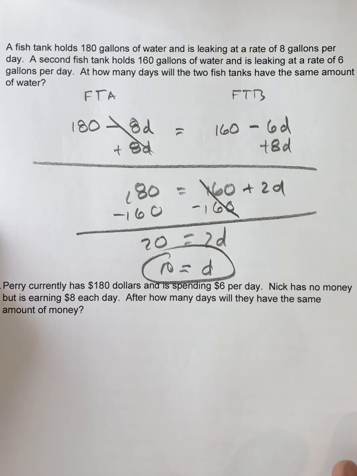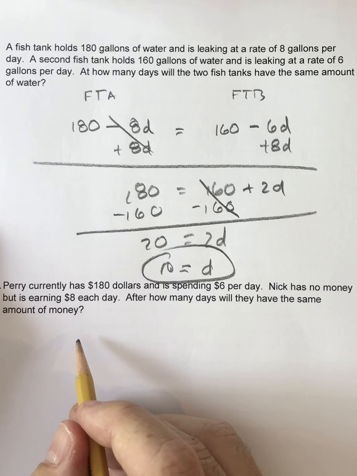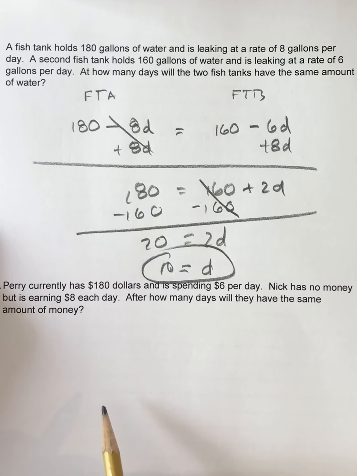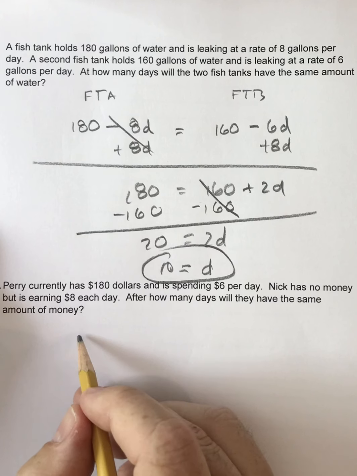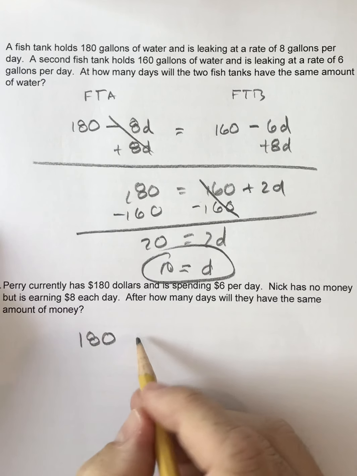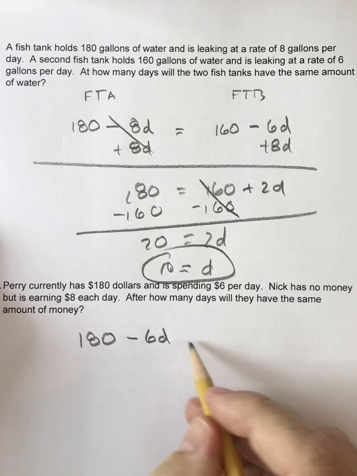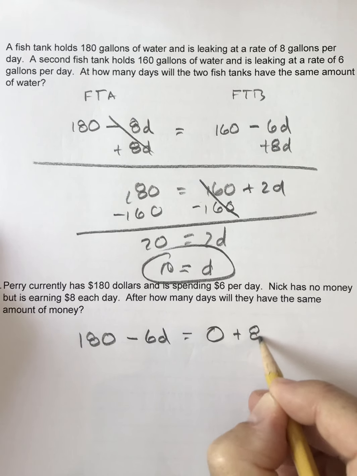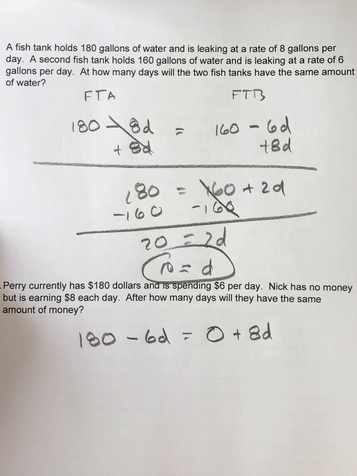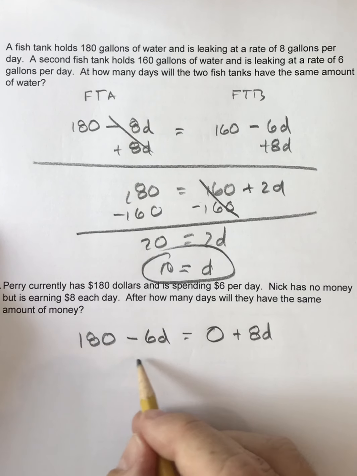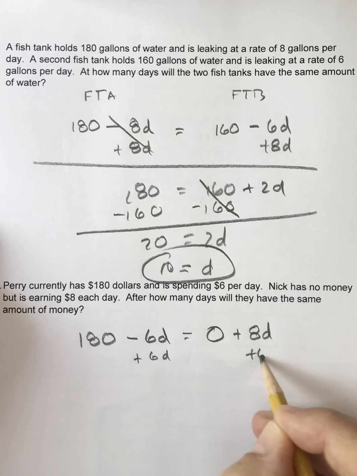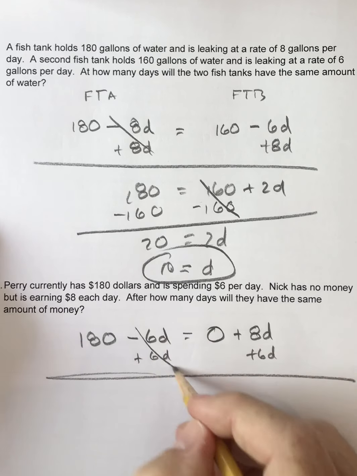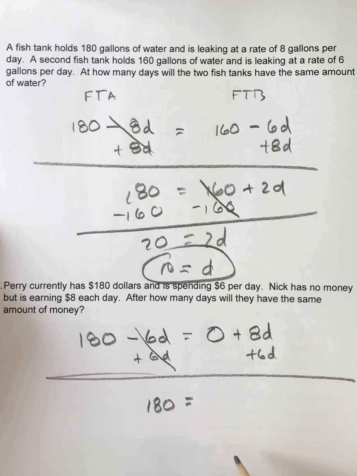Perry currently has $180 and is spending $6 a day. This looks similar to that problem, except they used slightly different words. All right, Perry uses $180 and he's spending, that's a subtraction, 6 per day. And Nick has 0 money, but is earning $8 per day plus 8D. Okay. All right, so I'm going to add 6D, add 6D, cancels 180 equals 14D.